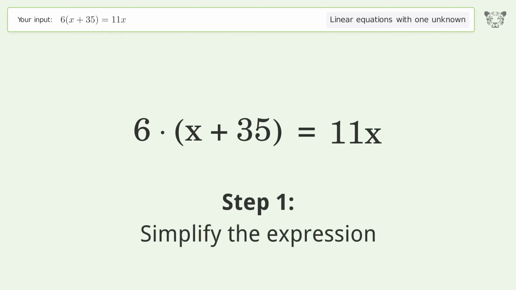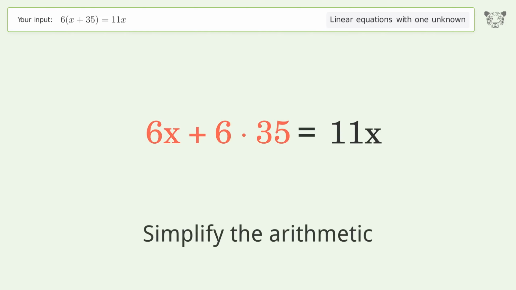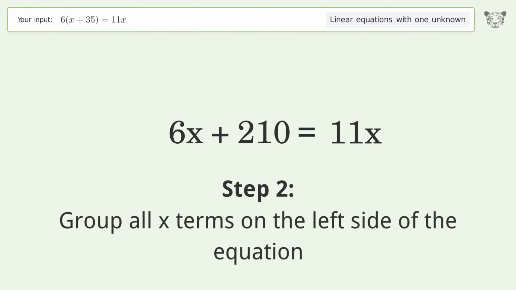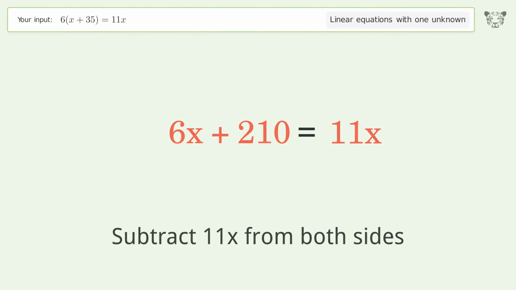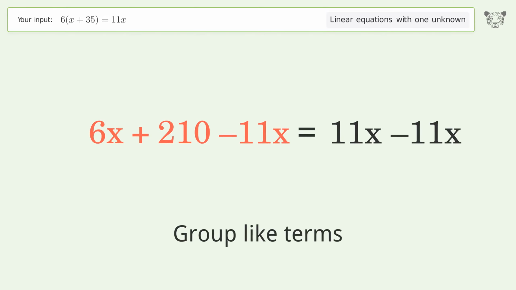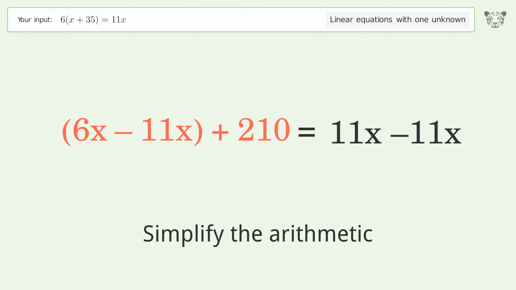Simplify the expression. Expand the parentheses. Simplify the arithmetic. Group all x terms on the left side of the equation. Subtract 11x from both sides. Group like terms. Simplify the arithmetic.